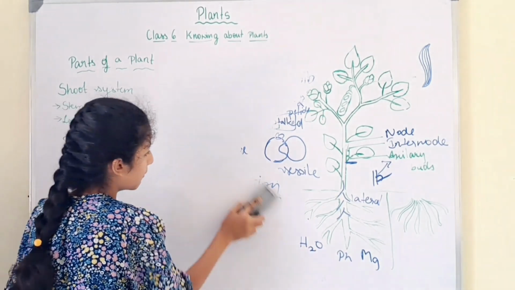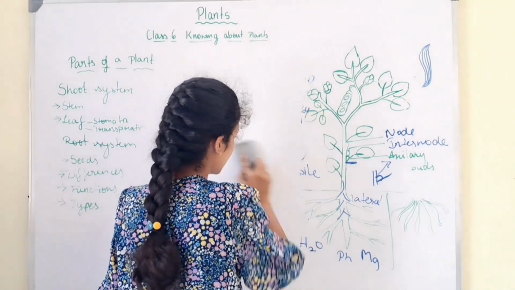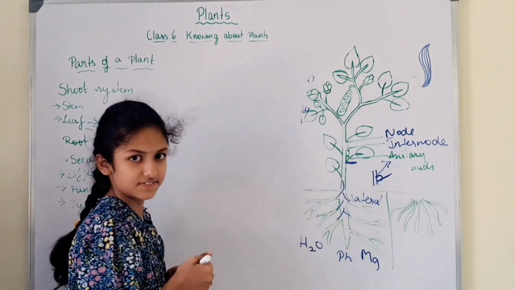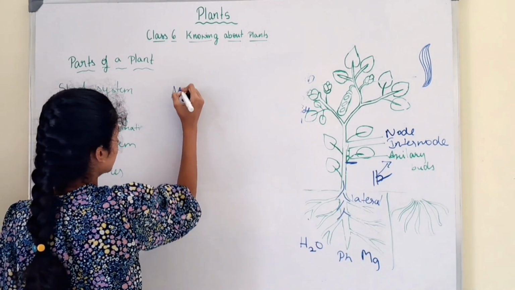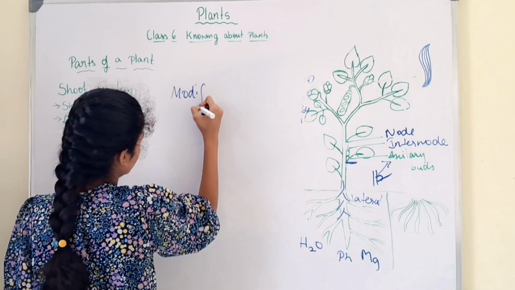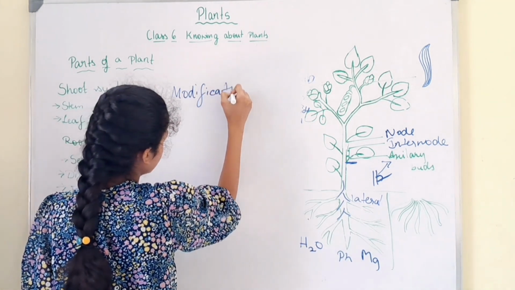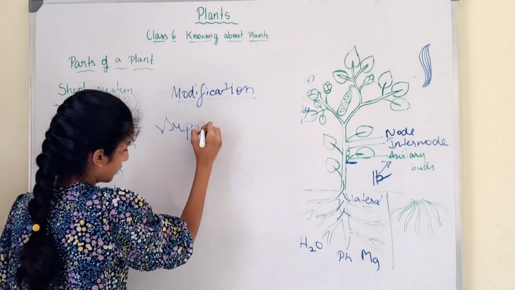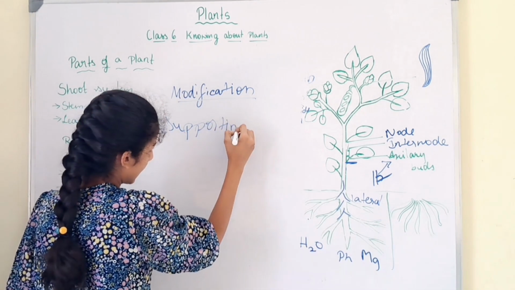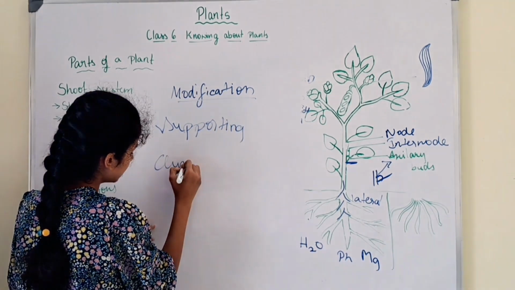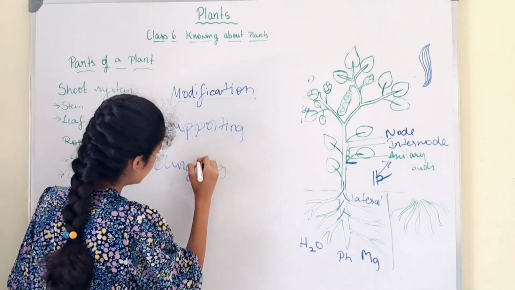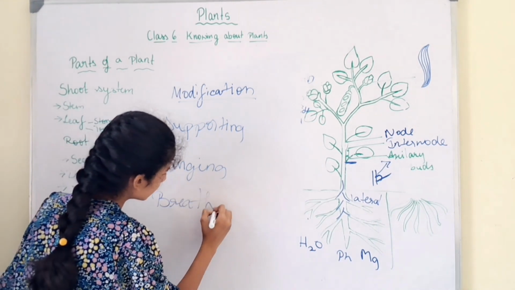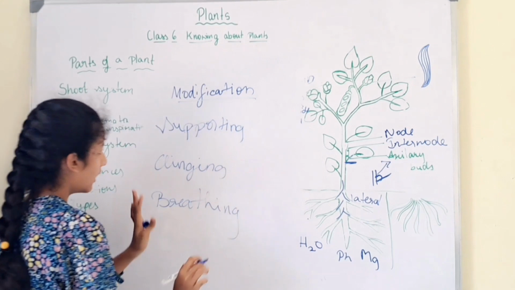We are going to see the modification of roots and classification of plants. First we'll go with the modification of roots. The main types we can see are supporting roots, clinging roots, and breathing roots. Supporting, clinging, breathing. That's it.